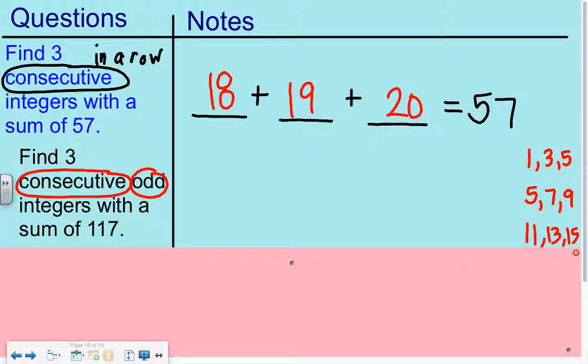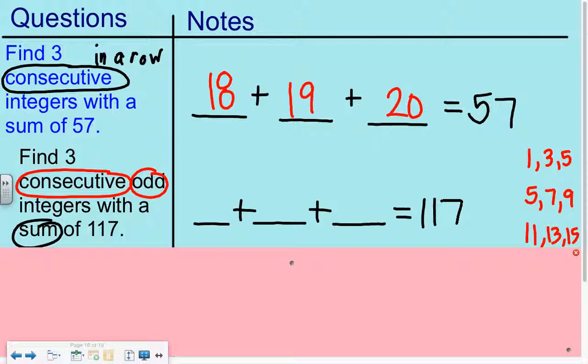So they still want us to find 3 odd integers, so I'm going to put my 3 lines for my 3 integers. I'm still figuring out the sum, so I'm still adding, but this time it has to total 117. So now pick 3 odds in a row and add them up and just keep doing that until you get to 117. On this one, 37, 39, and 41 work. Keep in mind they have to be odd and they have to be in a row.